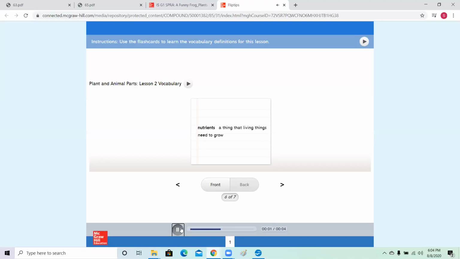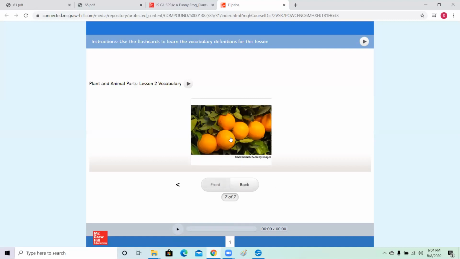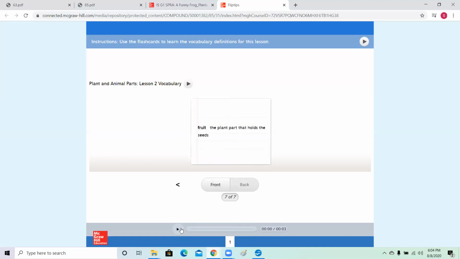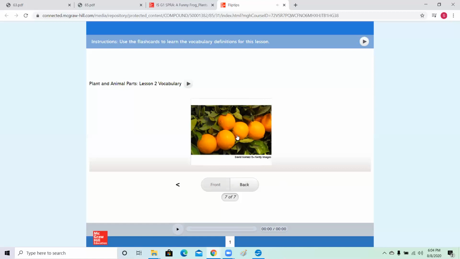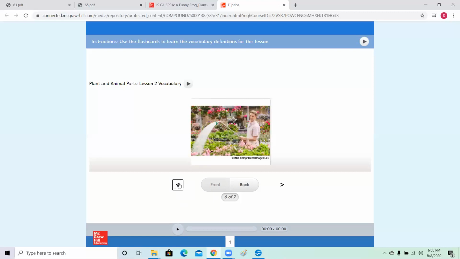Nutrients. A thing that living things need to grow. Like for plants, they need nutrients such as soil, water, sunlight, of course, air. And this will be the fruit. Yes? Fruit. The plant part that holds the seeds. So where are the seeds? In your fruit. Very good. All right. I'll play them one more time.